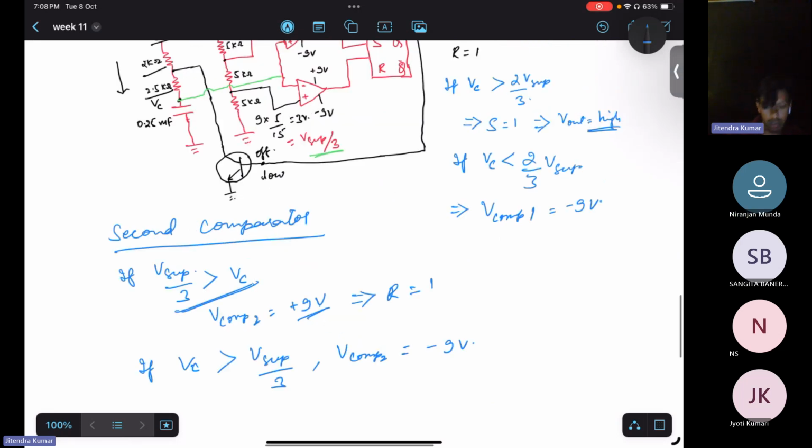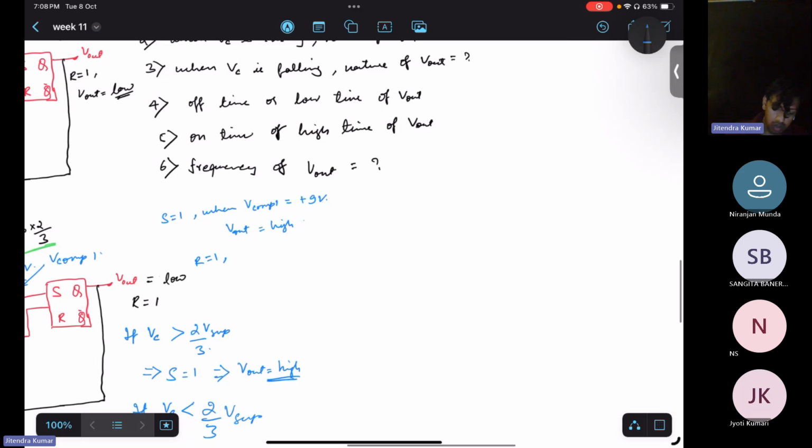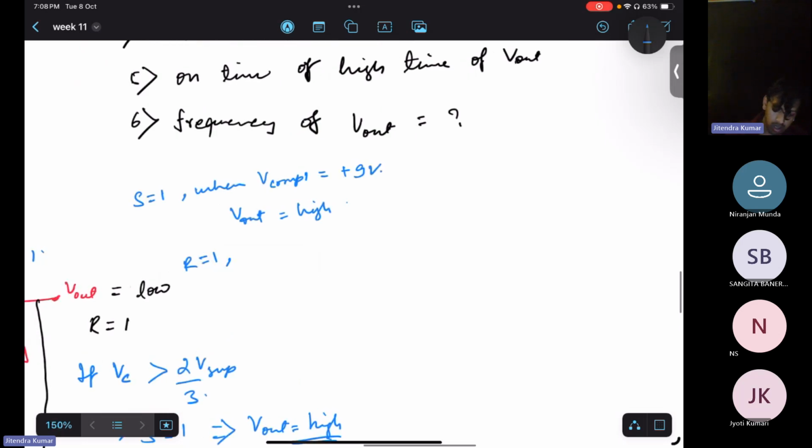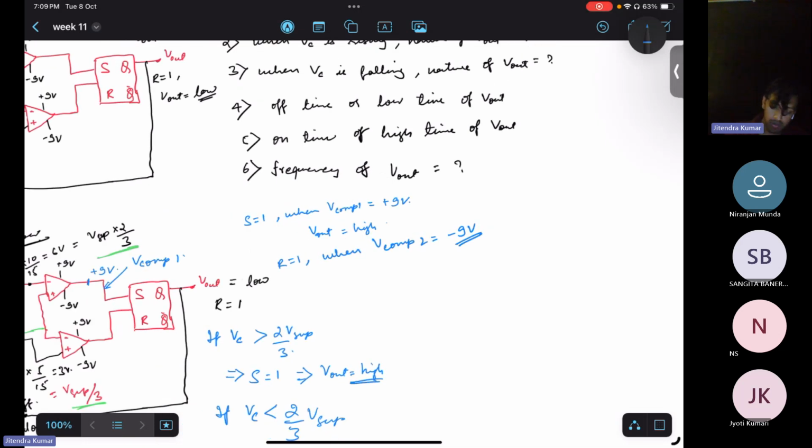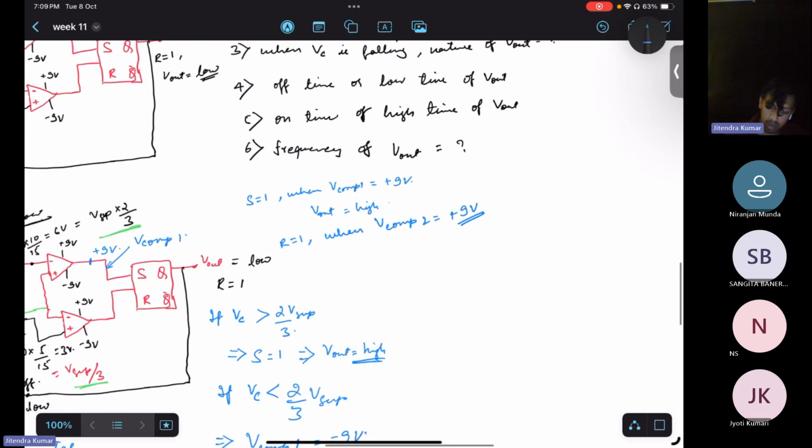No, sir. Okay. So R is equal to 1 when V comparator 2 will be equal to plus 9 volt, sorry, plus 9 volt, not minus. We are focusing only on positive. Not on the negative, because there is no meaning of negative.